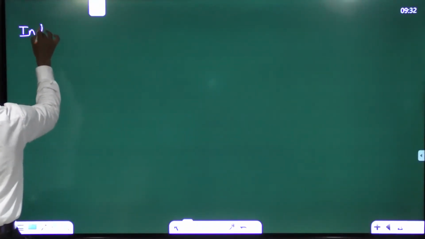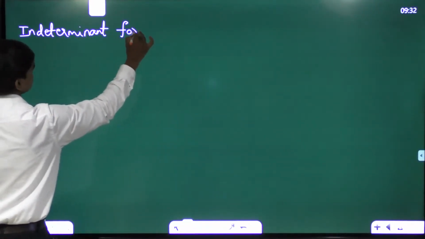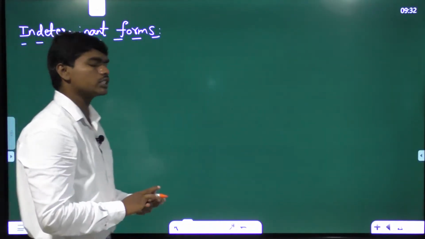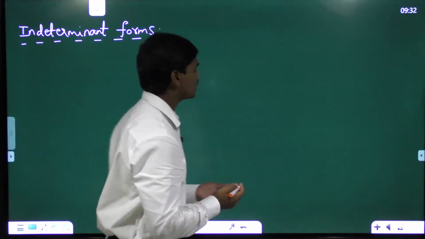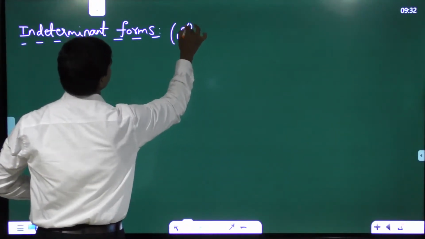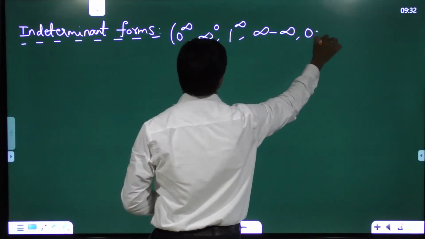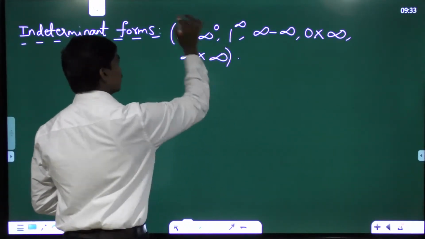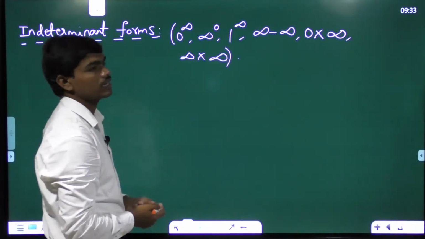Now, I would like to introduce you something called indeterminate forms. Indeterminate forms means generally it's not necessary that you'll always be getting 0 by 0 forms or infinity by infinity forms. There could be some other forms which you could get, like 0 power infinity, infinity power 0, 1 power infinity, and infinity minus infinity, 0 into infinity, things like this, which are not like simple analysis. So how to evaluate these kind of limits? If your limits are getting into one of these forms, how to evaluate? Let us try to see.